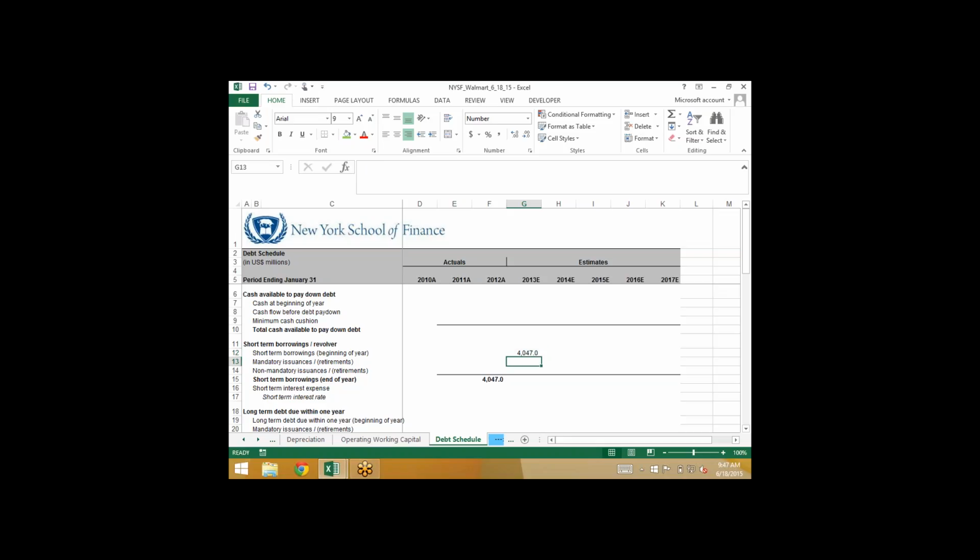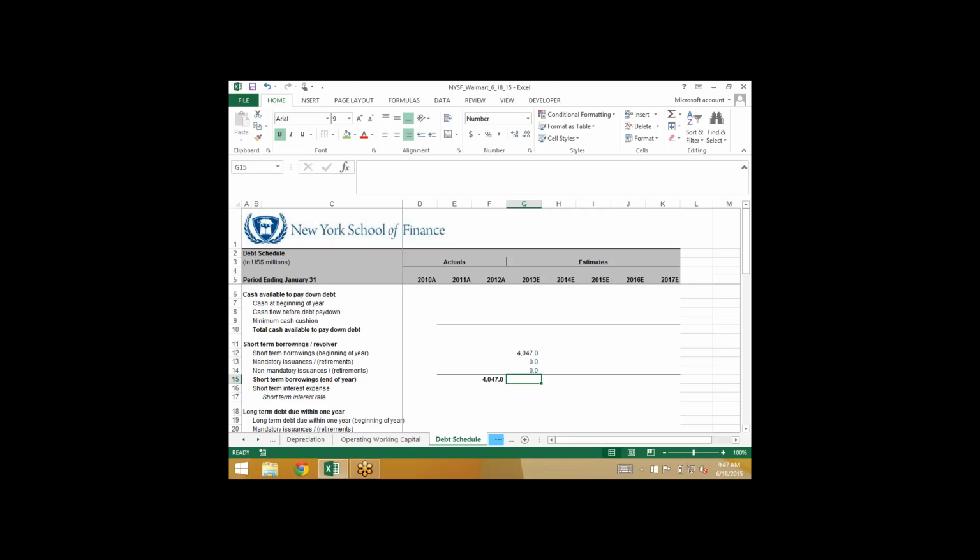And you'll see we have two lines underneath the beginning of debt for issuances and retirements. We'll talk about why they are separated, but just know that whether it's mandatory or non-mandatory, an issuance is raising debt and a retirement is paying down debt. That's why retirement is in parentheses. So if we want to raise debt, we'll have a positive number. If we want to pay down debt, we'll have a negative number. So just put in zeros for now. We will use this schedule and manipulate it once the structure is done.